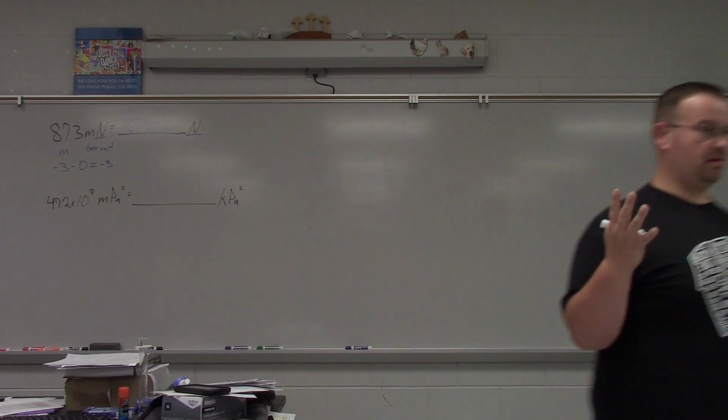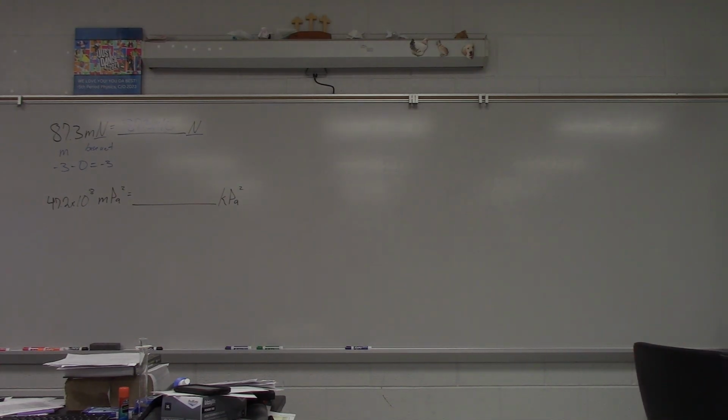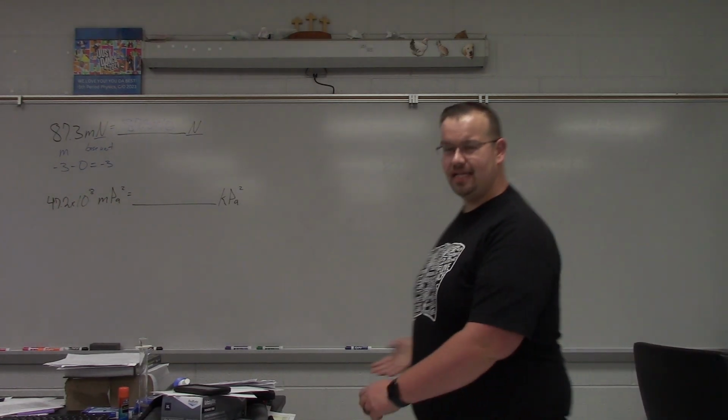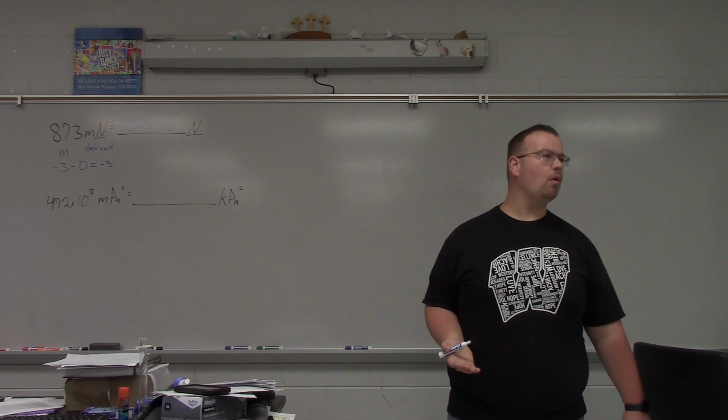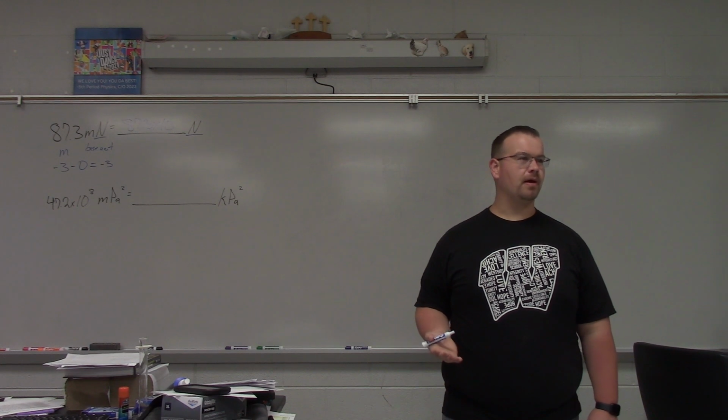Step 4, what do I do? Multiply by the exponent on the unit. Yeah, we do. So what do I multiply by here? 1. It's 1, so do I need to do it? No. Anything times 1 is itself. So I don't need to do step 4.